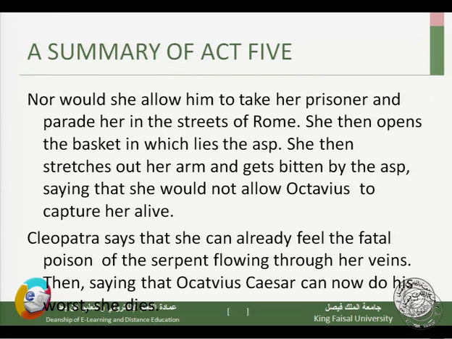So we find at the end of the play that Ventidius dies, we find also Antony, and we find also Cleopatra. The three of them died, and of course that's why we call it a tragedy, because of all these deaths that happened at the end.